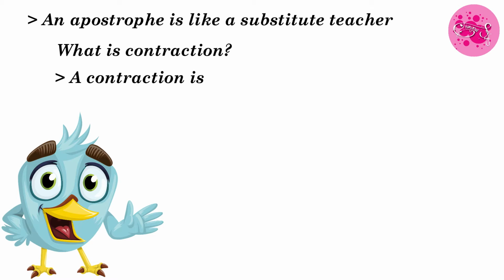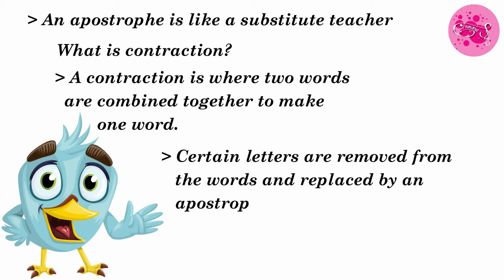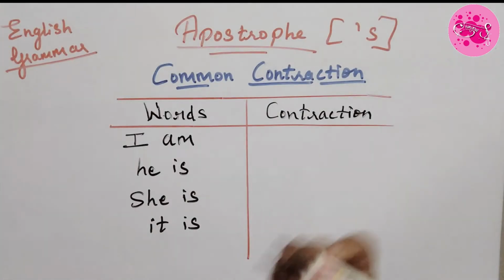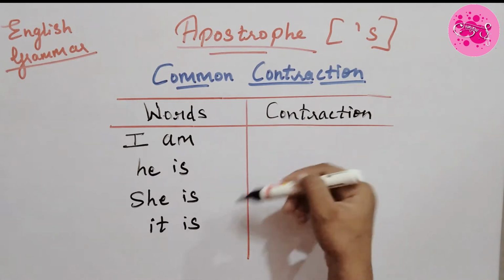A contraction is where two words are combined together to make one word. Certain letters are removed from the words and replaced by an apostrophe. The apostrophe becomes a substitute for the missing letters. Clear, children? Here are some common contractions and what they mean.